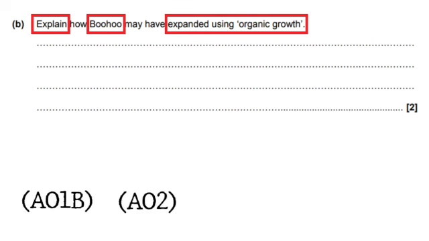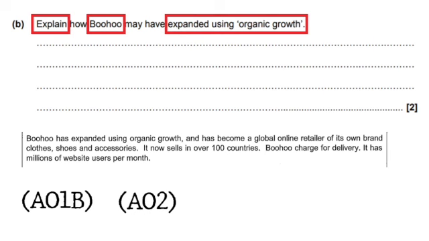Now, the explain and the understanding of organic growth is in AO1B, and Boohoo and your understanding of the situation is in AO2 for application. So I've read the case study and I've picked out the key strategy that they're using. They're now selling in over 100 countries, so they're developing new markets in new geographic markets in different countries. They're selling the same products such as clothes, shoes and accessories, but they're no longer just selling in the UK. They're selling, for example, all over Europe, all over the Middle East and America, and so on.